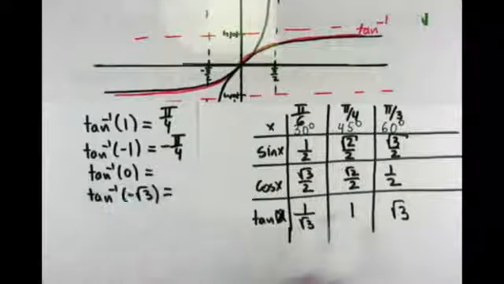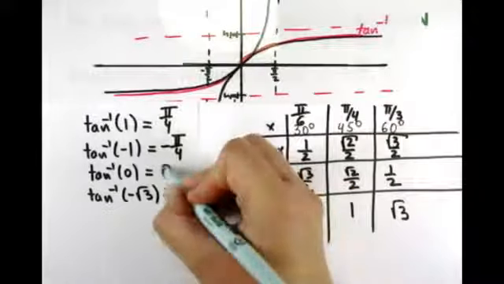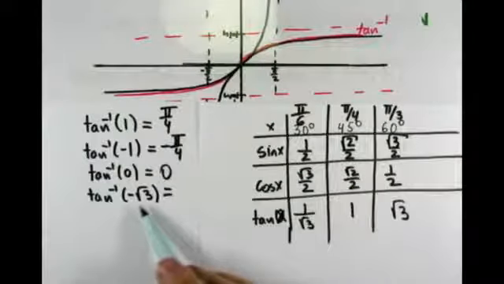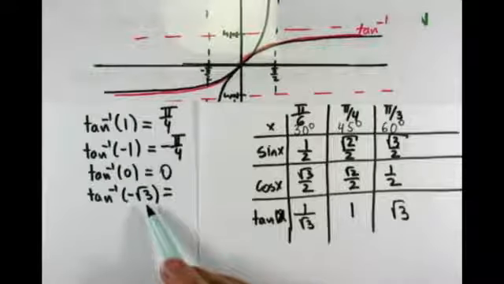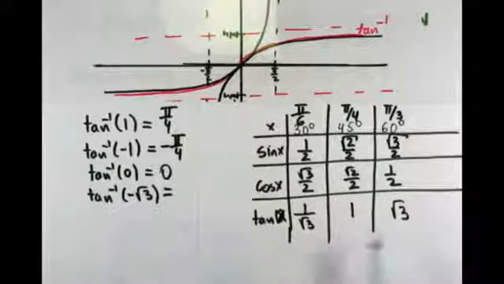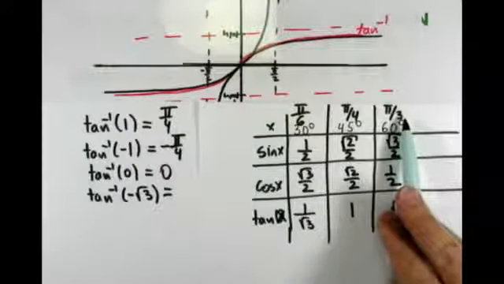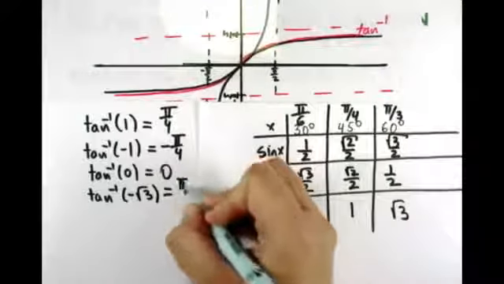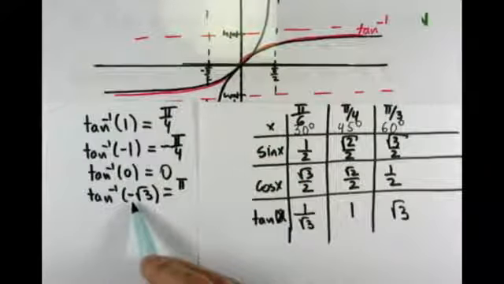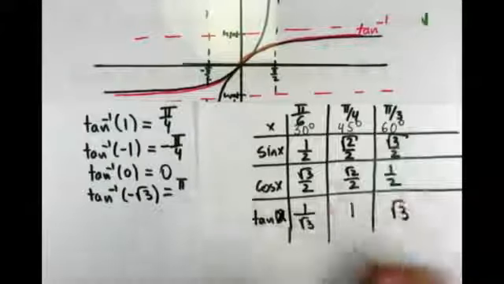At 0, I don't have it in the chart, so I'm reading this from the graph. Tangent inverse at 0 is nothing else but 0. Then tangent inverse of minus root 3: minus pi over 3 is the same value as pi over 3. So we check tangent at pi over 3. Tangent at root 3 is nothing else but pi over 3.